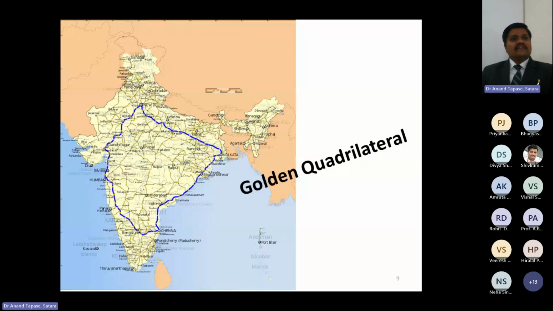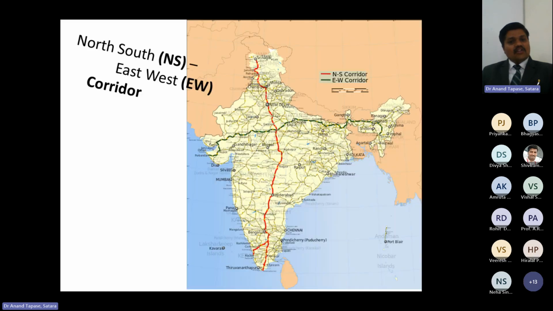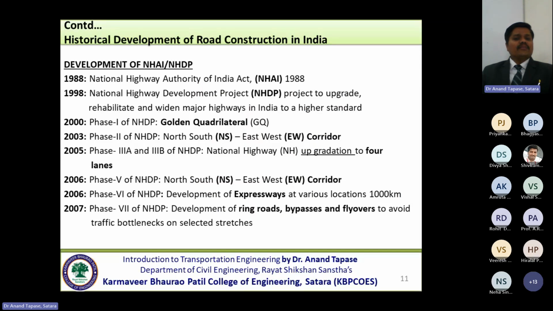They have constructed the Golden Quadrilateral around 20-25 odd years back. They have constructed the North, South, East, West corridor also. And there are a number of development works that have been carried out under the National Highway Authority of India Act that was enacted in 1988. From that, upgradation or development of national highways has taken place. A number of expressways were constructed, a number of bypasses and flyovers were also constructed. This is what we have witnessed on the Indian highways.